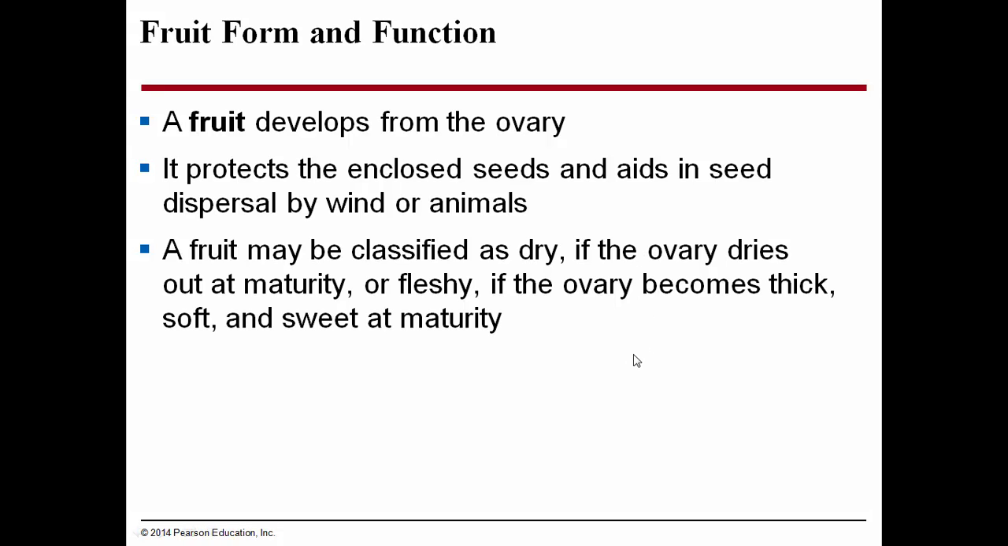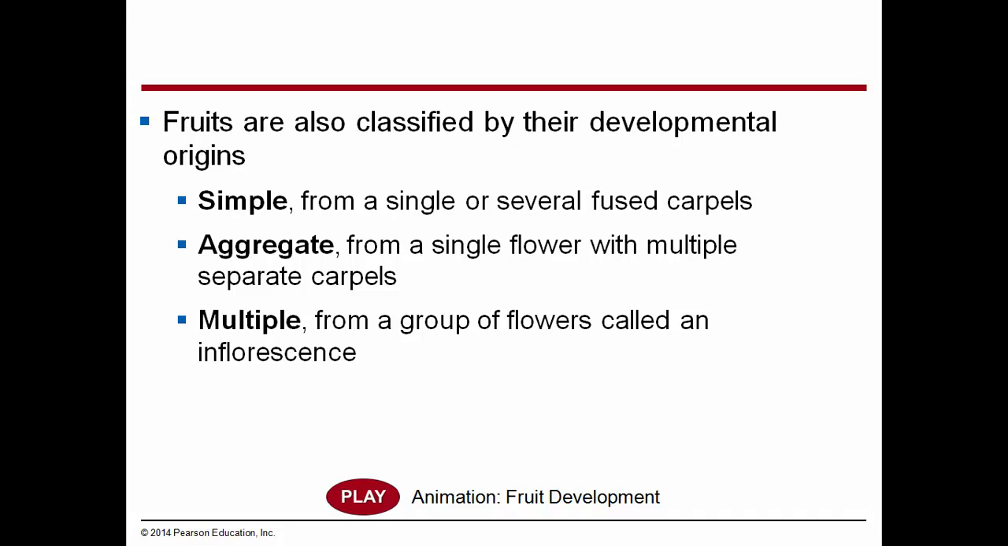Fruit form and function. A fruit develops from the ovary. It protects the enclosed seeds and aids in seed dispersal by wind or animals. A fruit may be classified as dry if the ovary dries out at maturity, or fleshy if the ovary becomes thick and soft and sweet at maturity. Fruits are also classified by their developmental origins. They can be simple, from a single or fused carpels, aggregate, from a single flower with multiple separate carpels, or multiple, from a group of flowers called an inflorescence.